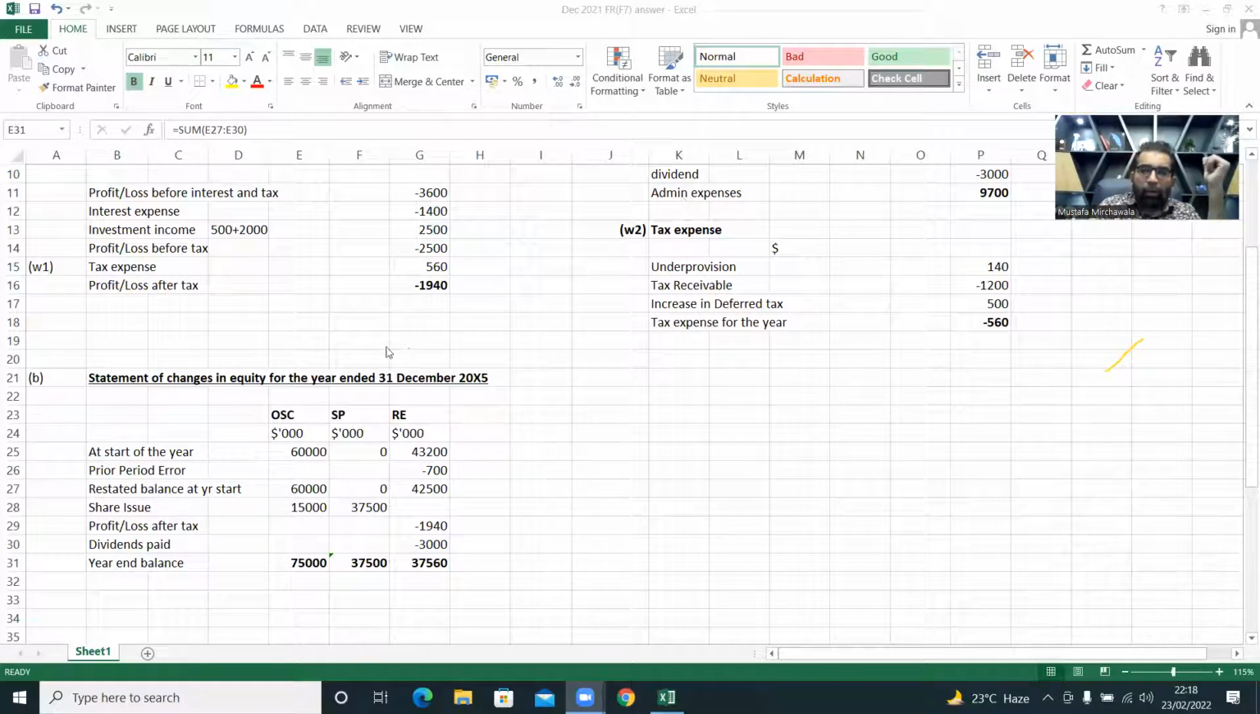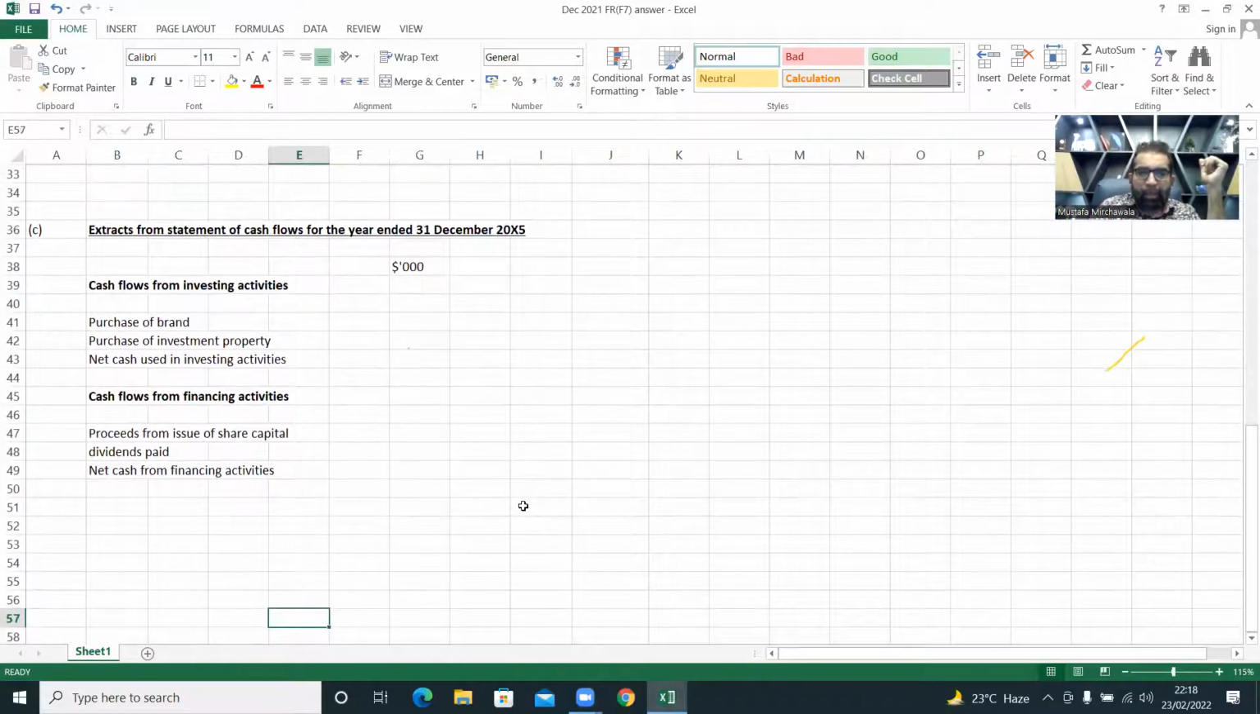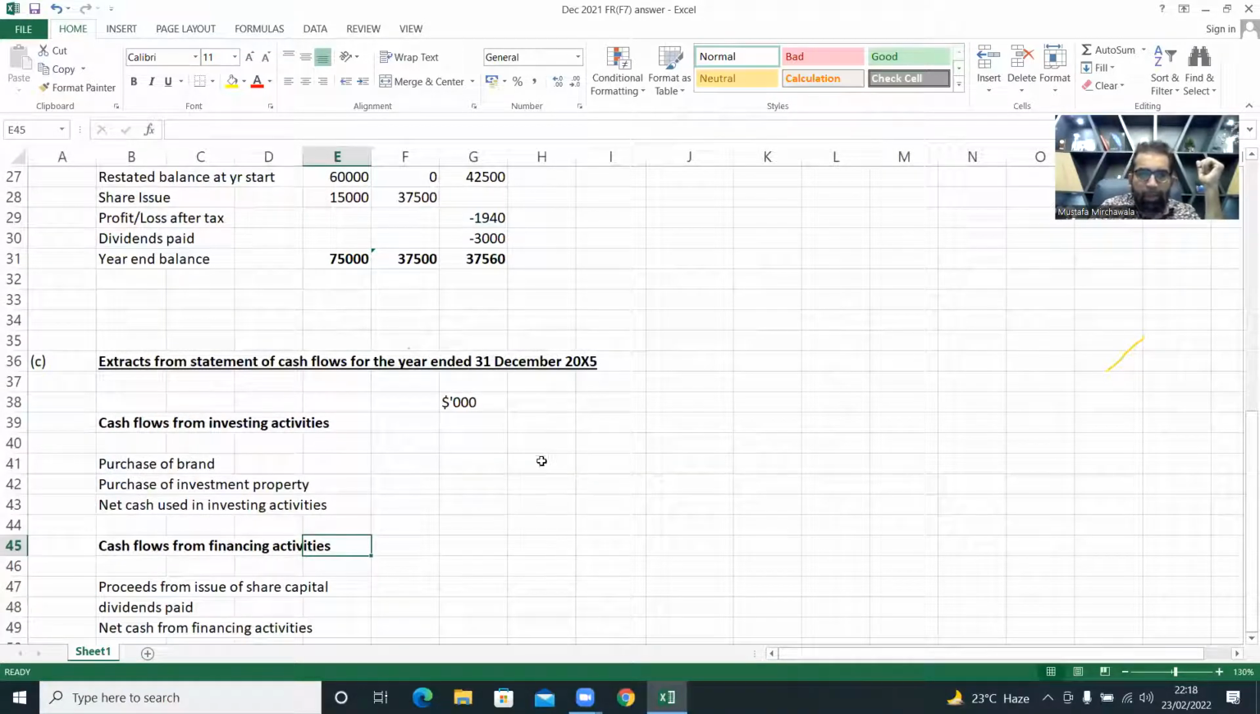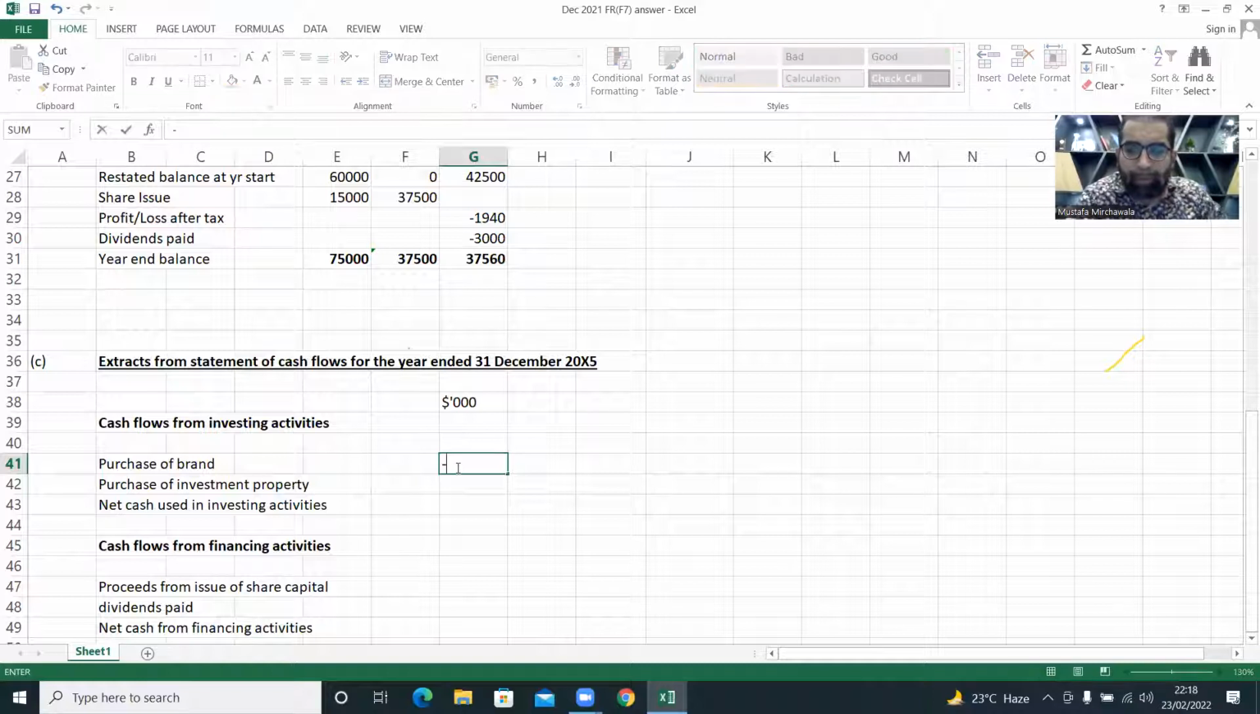Okay. Now, finally, make the two activities: the investing activities and the financing activities. In investing activities, you write purchase of non-current asset. If you have bought any non-current asset, you will write the outflow. So yes, you bought the brand for 2000.